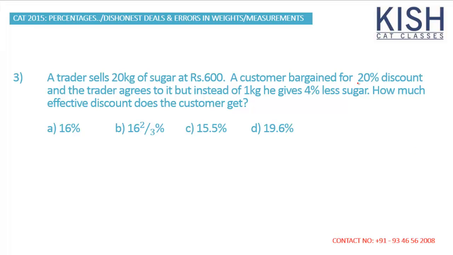A customer bargained for 20% discount. However, the seller gives 4% less sugar. Instead of 1 kg, it's 4% less. And we have got some more information, that is 20 kg sugar price is 600 rupees. We need to calculate the effective discount.